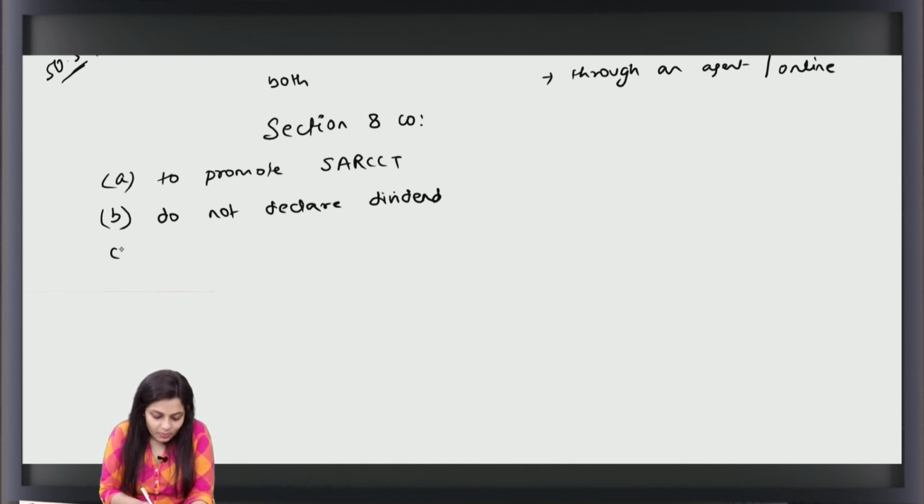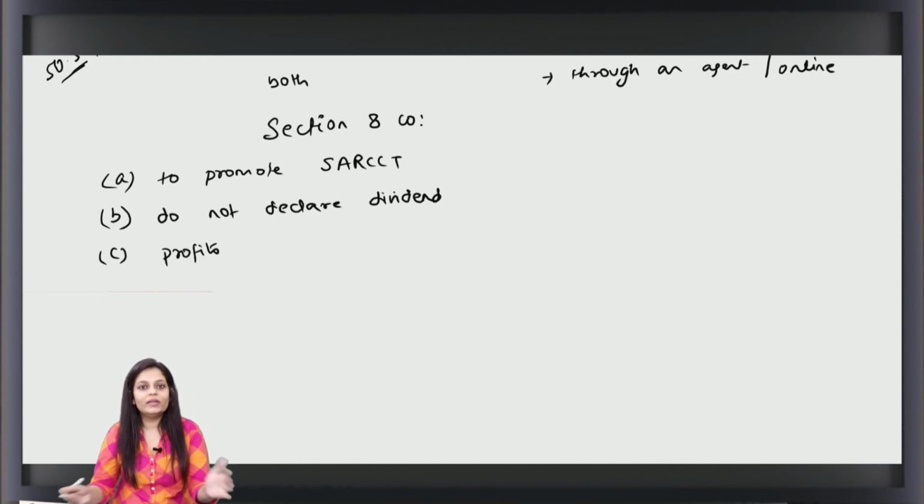So what happens to the profits? Ma'am, profits? How will they earn profits, ma'am? They are not doing business. Yes, they are not doing business. Maybe they are not earning it directly, but they do earn it incidentally.